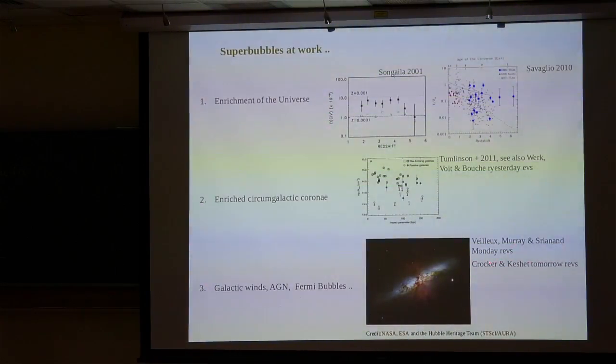Tomorrow we will see a possible connection, at least contamination, from superbubbles to the properties of the emission of Fermi bubbles, by Crocker and Keshen. I would mostly focus on the point of the environmental effects I want to speak about today. They are more tightly connected to the initial enrichment of the universe by chemical elements.